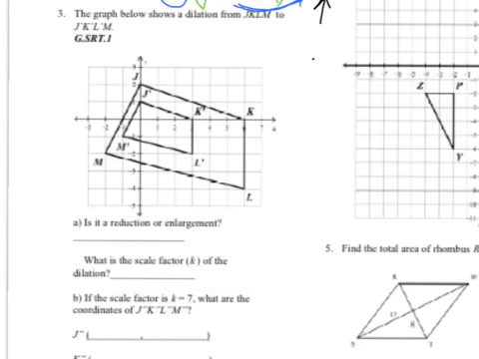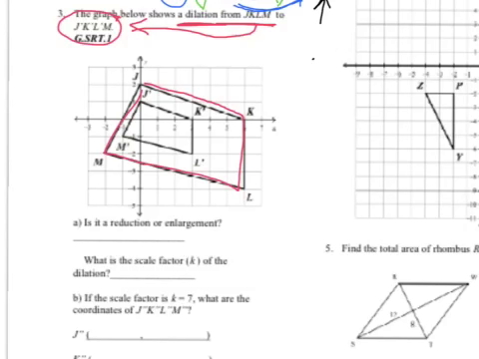So in this question, the first thing they ask us is they say that the graph shows a dilation from JKLM, and that's this bigger one, to J prime, K prime, L prime, M prime. It should have a prime right there. They want to know if it was an enlargement or a reduction. Well, if I went from JKLM to the prime, notice the prime is smaller, so it was a reduction to go from this to that.